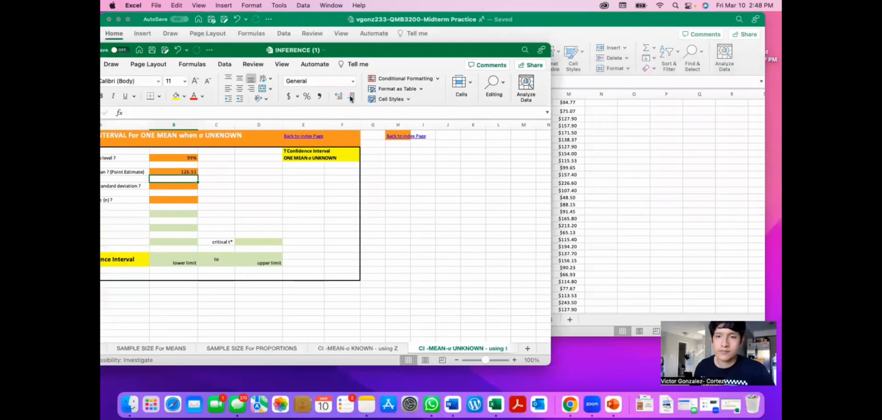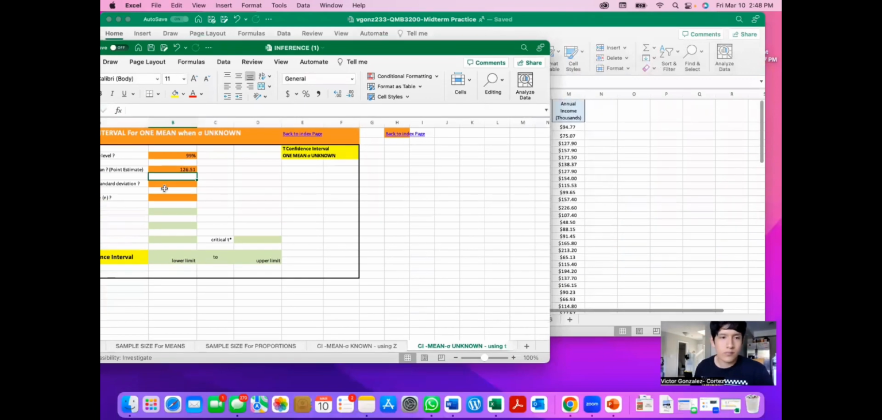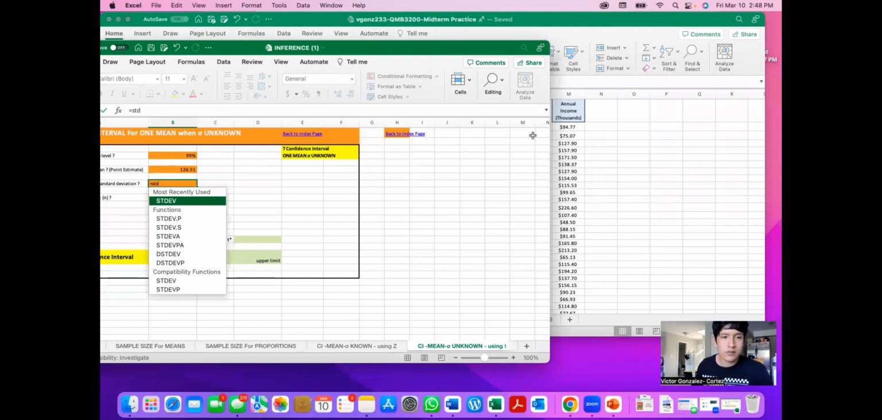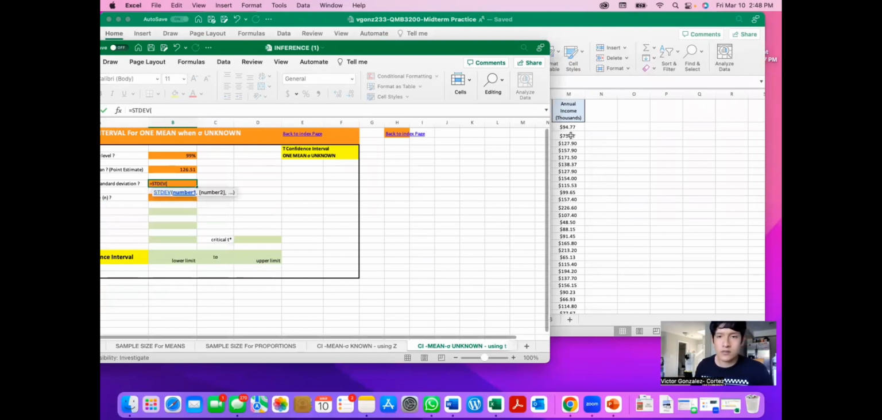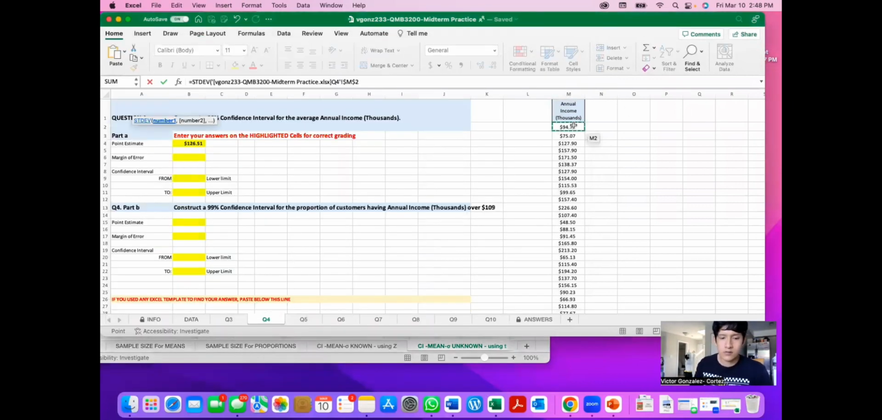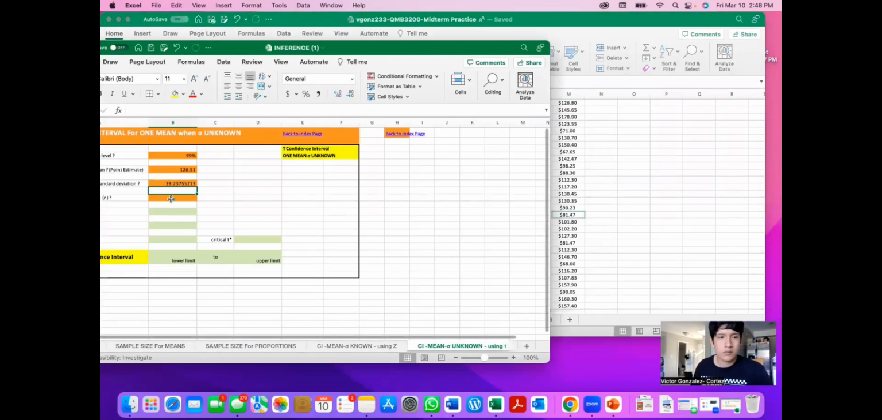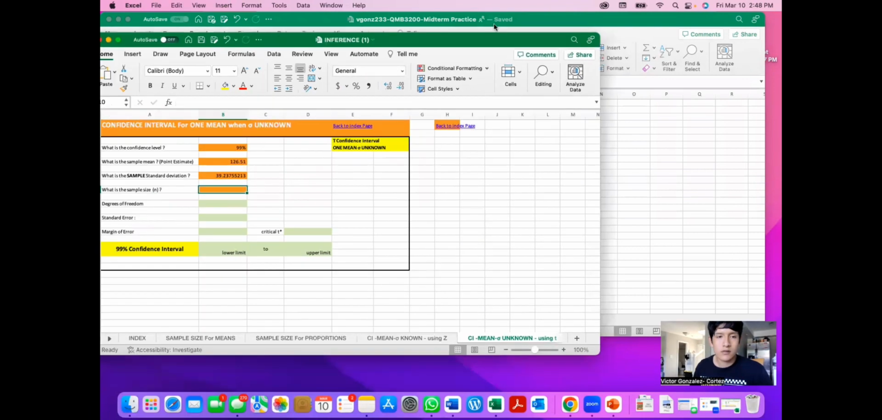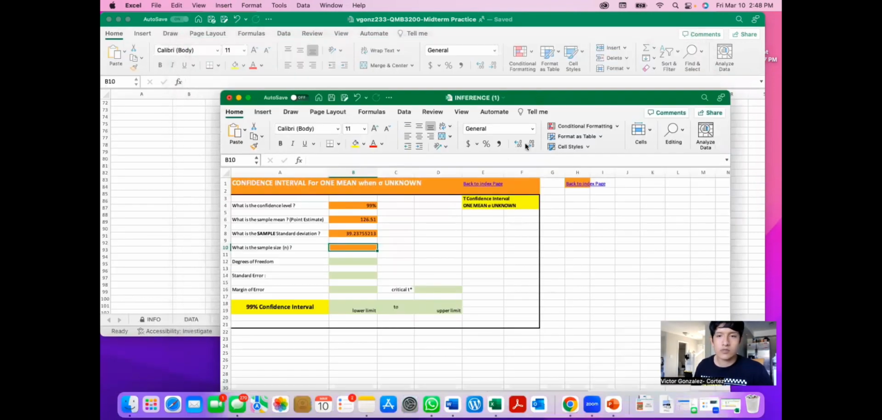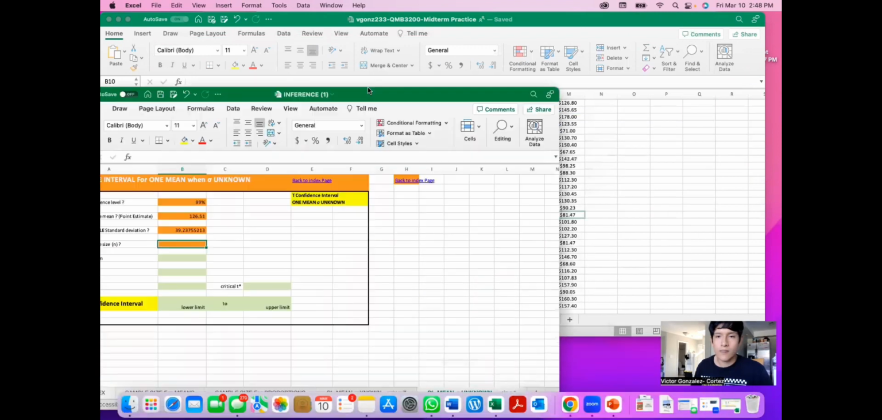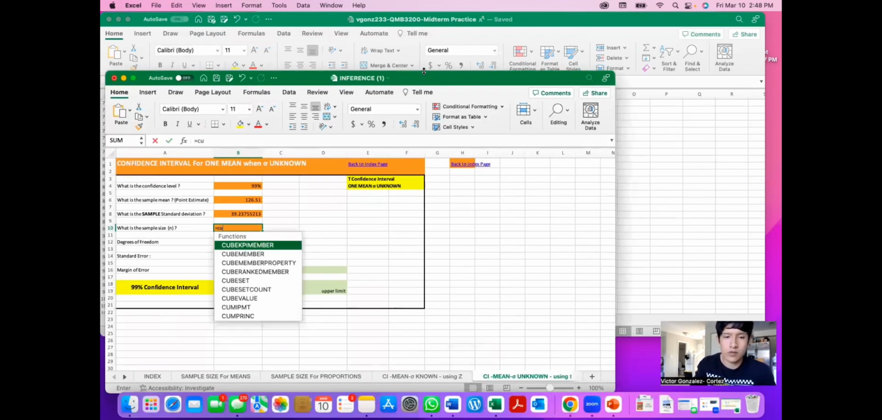So it's STDEV, the standard deviation. And then what is the sample size? You can do count.